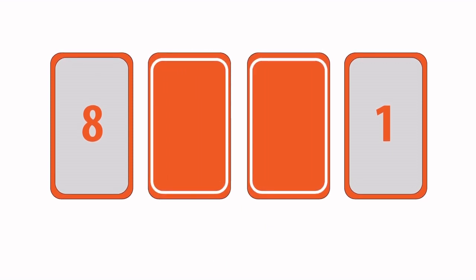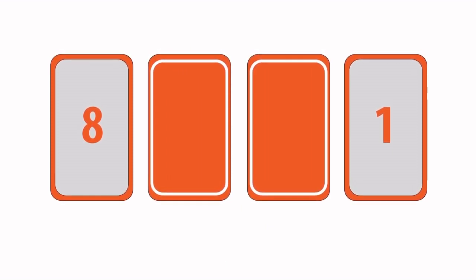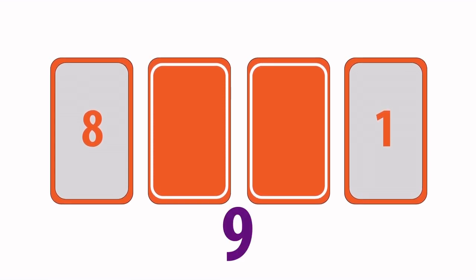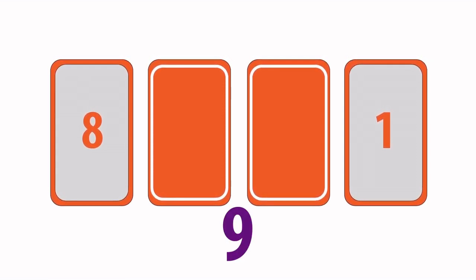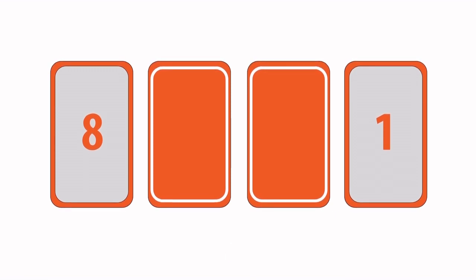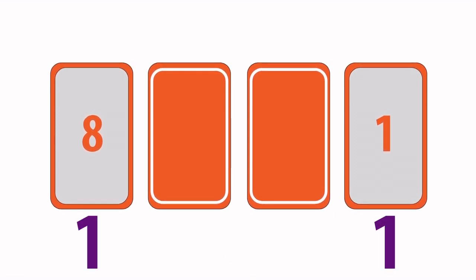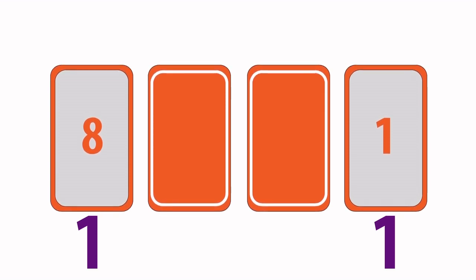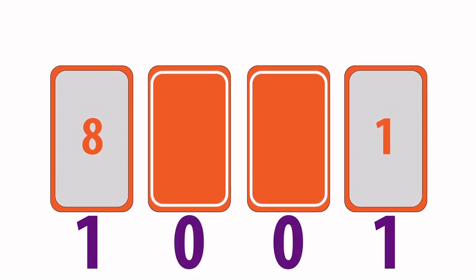Now look at these cards. You can see that we flip 2 cards over. What is the total now? Yep, it's 9. When a binary card is showing a number, it is represented by the number 1. When the card is flipped over, it is represented by a 0. So the binary number in base 2, 1001, equals 9 in base 10.